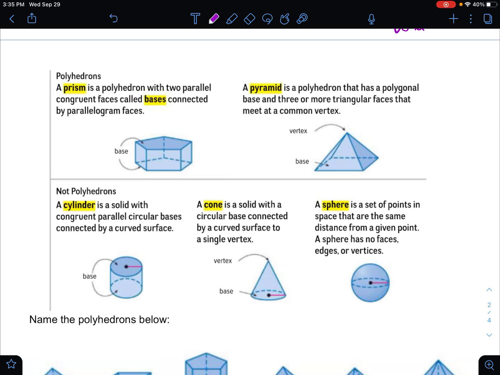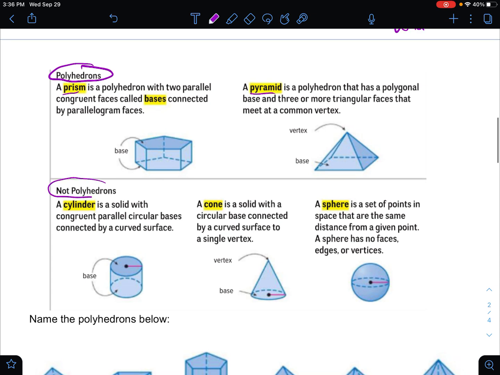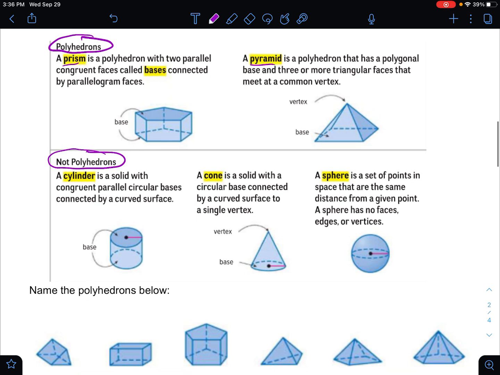On the next page, we do a little bit more definition with what we call polyhedrons and non-polyhedrons. The polyhedrons right here would be made up of the prisms and the pyramids that we saw on the previous page, so we can look at those. And then the non-polyhedrons would be the ones that are listed here. So it's kind of like polygon and not polygon for the two-dimensional, and now we're talking about three dimensions.